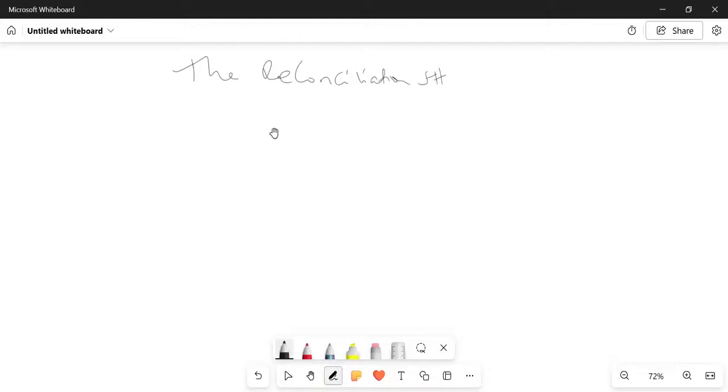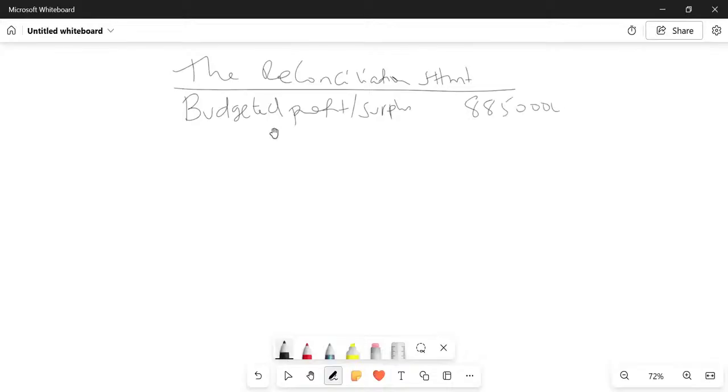Reconciliation statement. So we start with budgeted profit, or what they are calling surplus. Pesa shiga na 50,000. Unasema namna gani? Variances katikati.